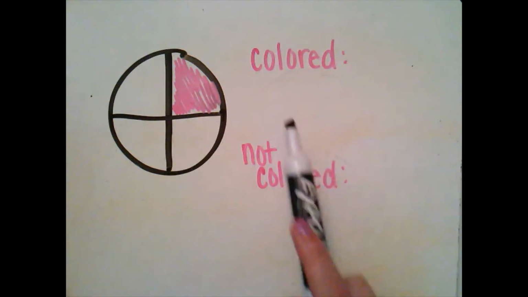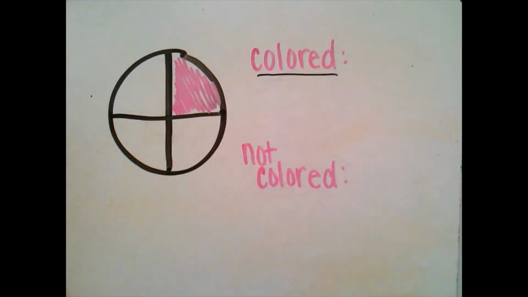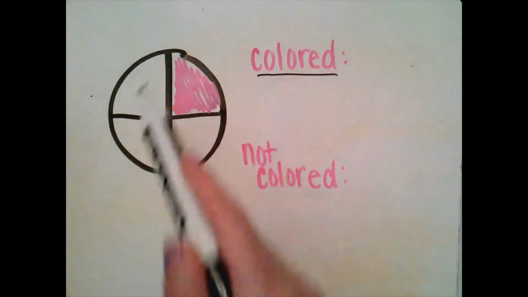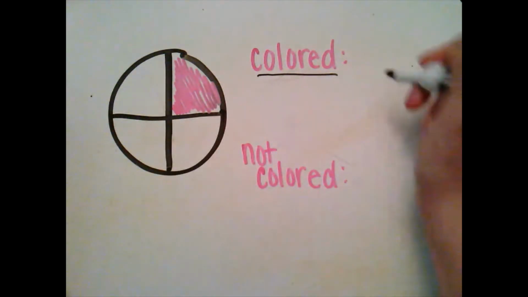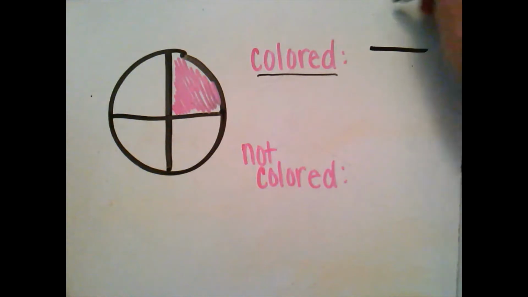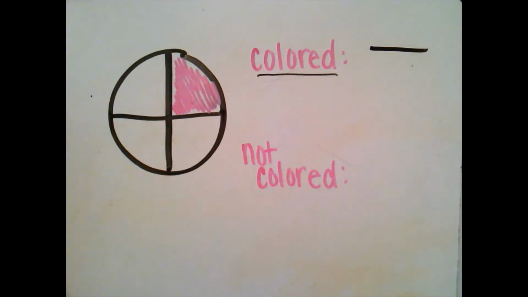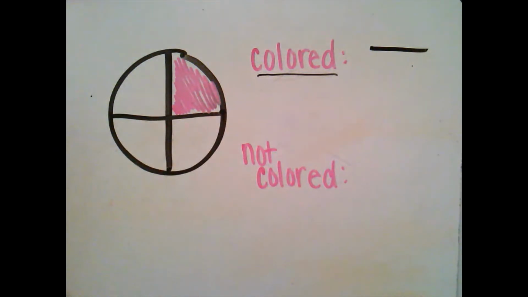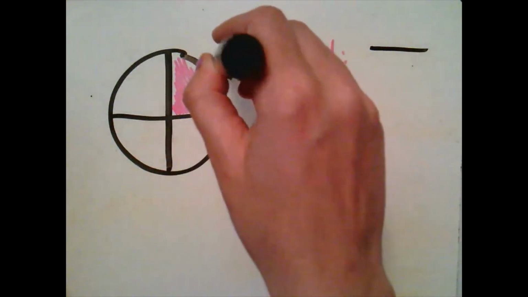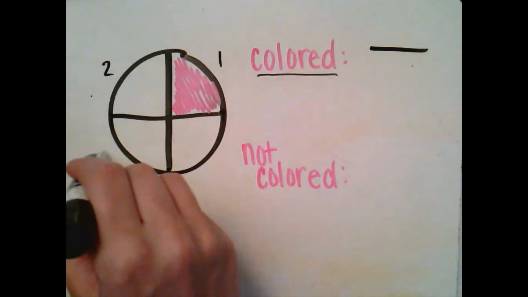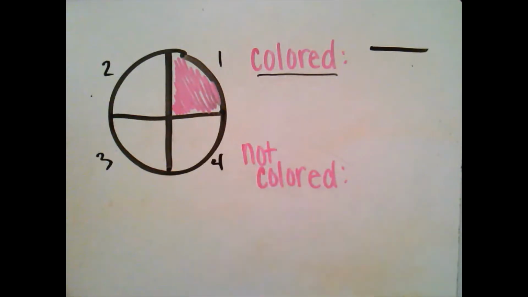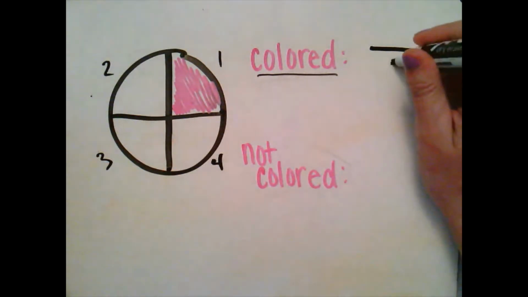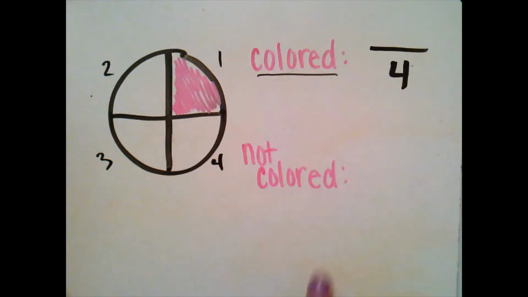If we were to make a fraction for the amount of pieces that are colored in this shape right here, I would have a top number and a bottom number. Our denominator, which is our bottom number, is determined by counting how many pieces make up the whole object. In this case, I have 1, 2, 3, 4. So my denominator is 4, which means there are 4 pieces total.